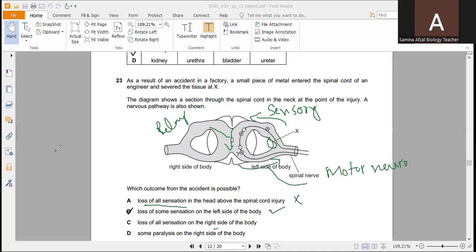Loss of all sensation on the right of the body. There is nothing on the right side of the body. The injury is on the left side, so it will not occur. Some paralysis on the right side again will not occur because the injury is on the left side. So the correct option is B. Loss will be of some sensations, not all sensations.